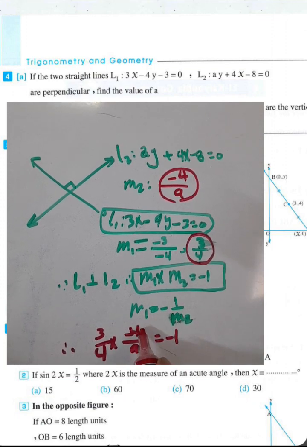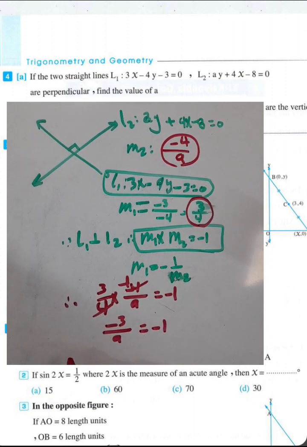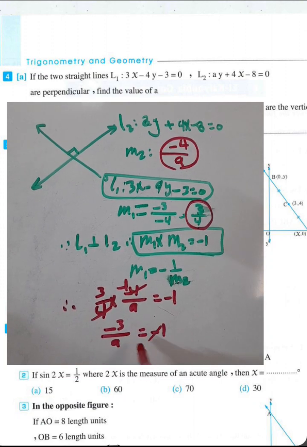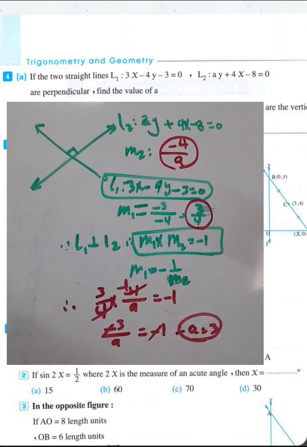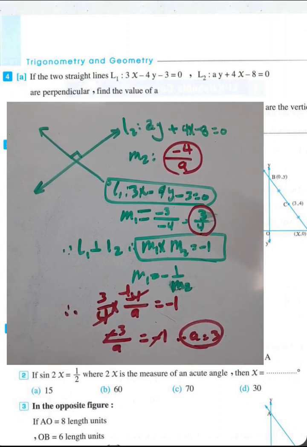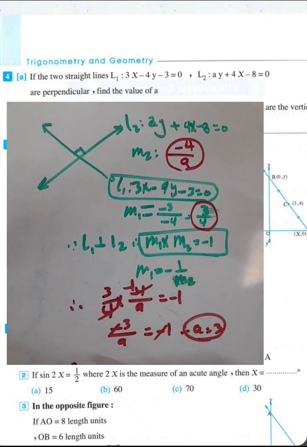You can cancel: -4 divided by 4 equals -1, and write the negative here. -1 times 3 equals -3 over a, which will be -1. And then you can simplify it, cancel negative by negative, then a here will be 3, because 3 divided by 3 equals 1. Then the value of variable a will be 3.